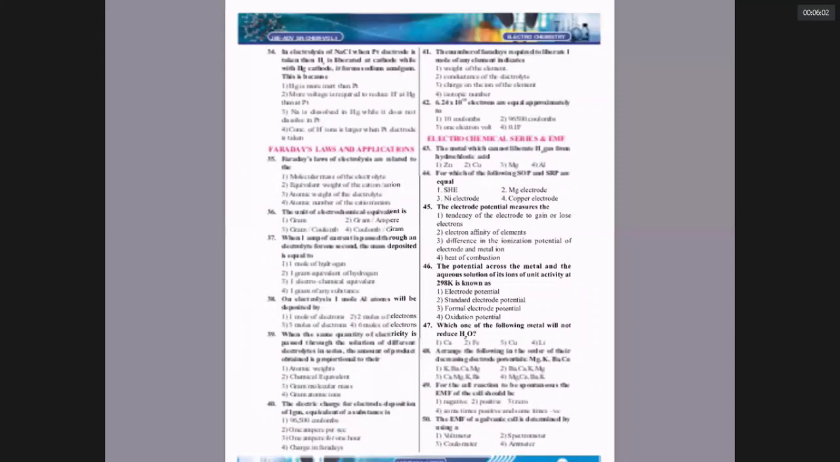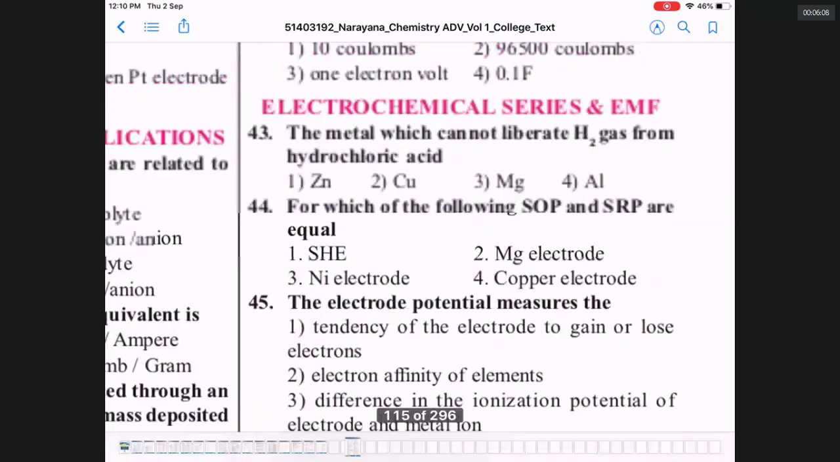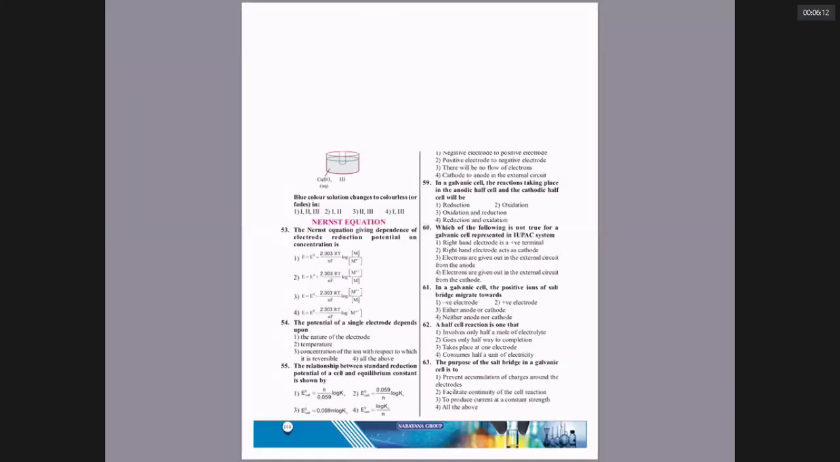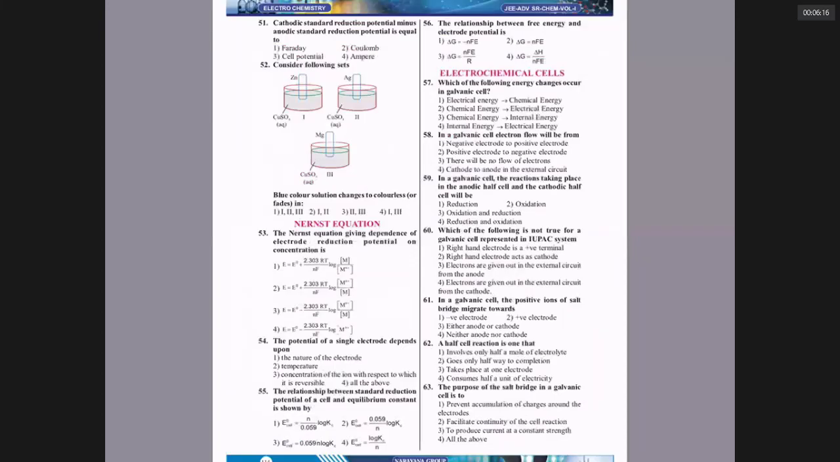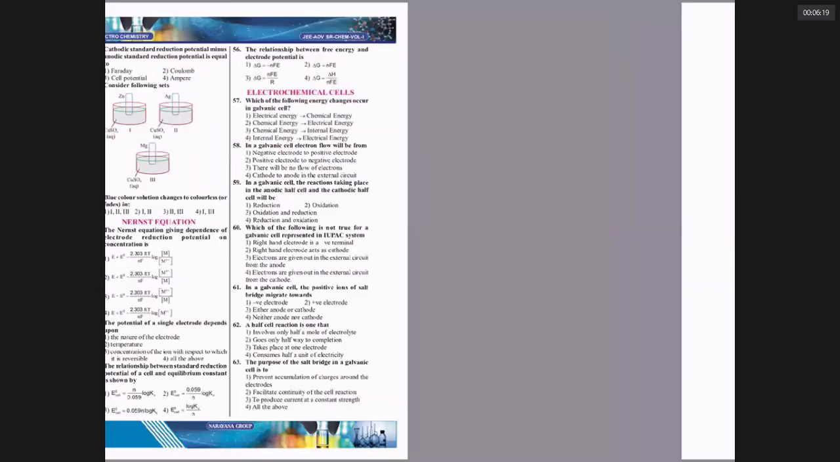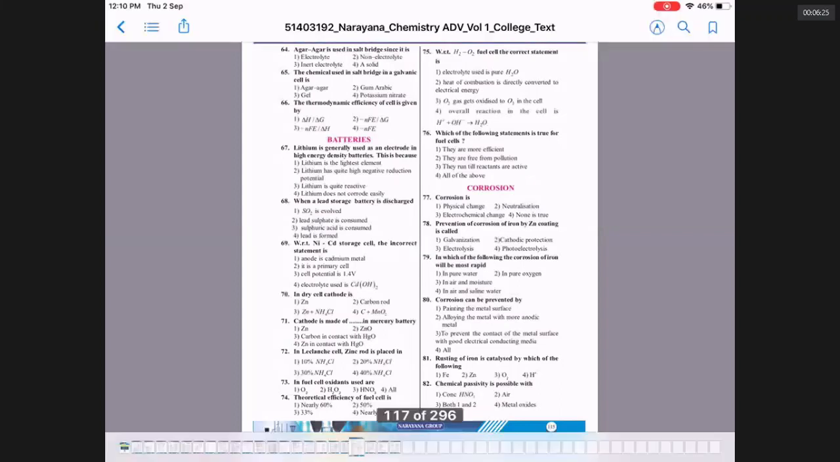Faraday's laws we have done. Then electrochemical series and EMF we have done. Nernst equation we have done. Electrochemical cells we have done. So the first part on batteries and all, no need to do. Up to question number 66.